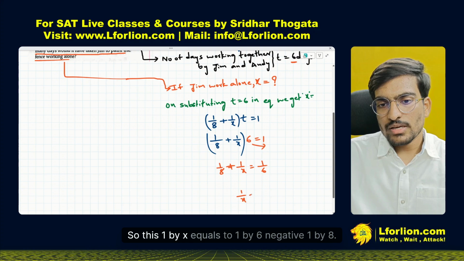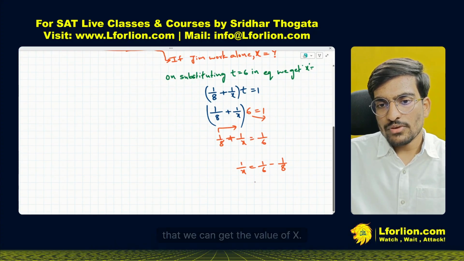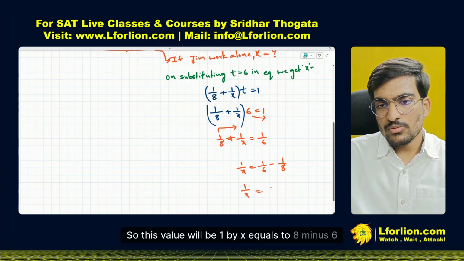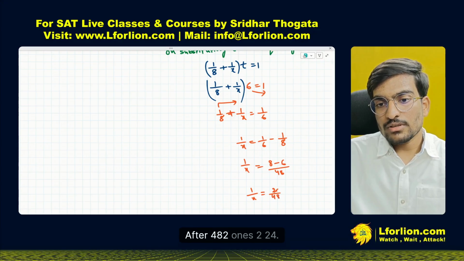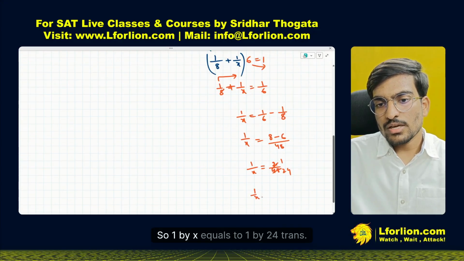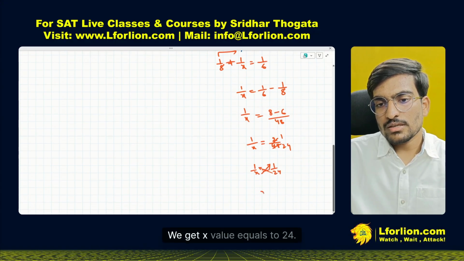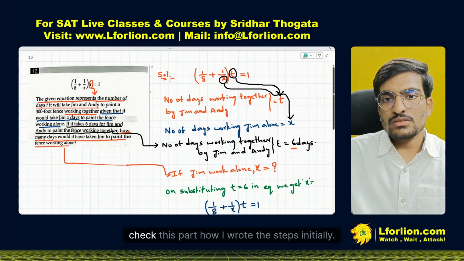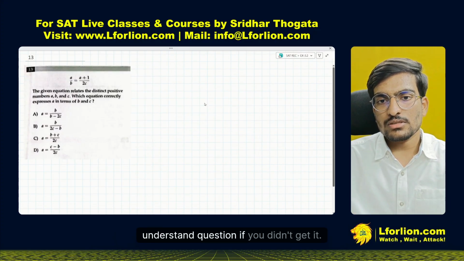So 1 by x equals 1 by 6 minus 1 by 8. Transpose the fraction 1 by 8 to the RHS so that we can get the value of x. So 1 by x equals 8 minus 6 by 48, just cross multiplied, so 1 by x equals 2 by 48, and 2 ones are 24 goes into 48, so 1 by x equals 1 by 24. Just shift this to the LHS and that to the RHS, we get x value equals 24. So check how I wrote the steps initially, you'll understand better. Just check the notes to understand the question if you didn't get it.